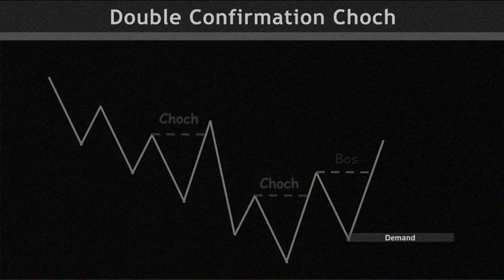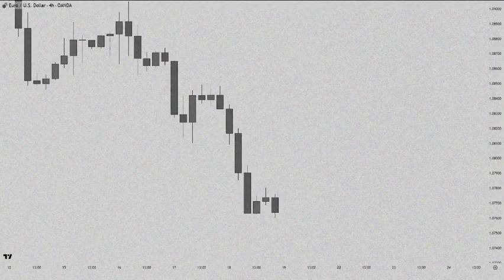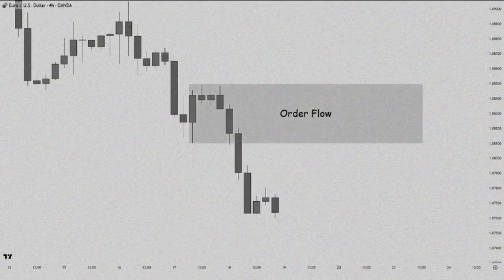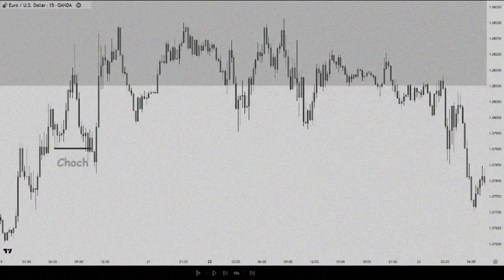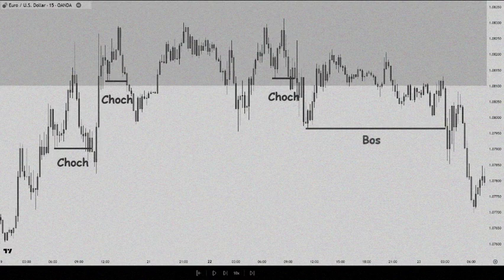Now let me explain it with a chart example. Here, we have an obvious downtrend on the 4-hour chart. If we mark this order flow area, we would have a large zone to trade. So we will zoom into the 15-minute chart to look for confirmations to enter short positions. Here on the 15-minute chart, the price makes a false change of character signal, but then continues pushing up. So, a double confirmation would have been to wait for the price to break below the new structure level to confirm the reversal.